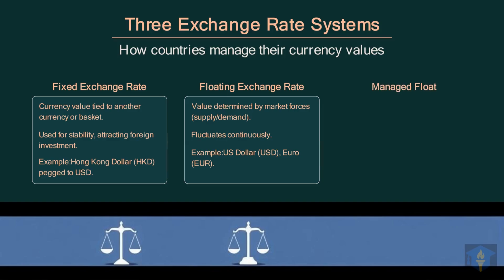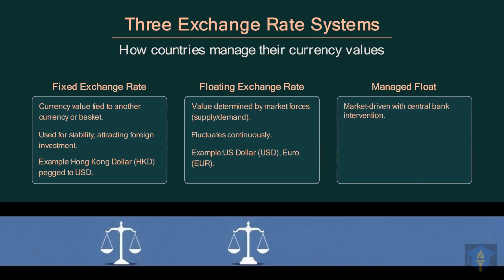The third system is the managed float, which combines market forces with central bank intervention. This system is market-driven, but allows for central bank intervention when necessary for stability. Central banks stabilize the currency if it deviates too far from a desired target range. The Indian rupee, managed by the Reserve Bank of India, is a good example of this approach.